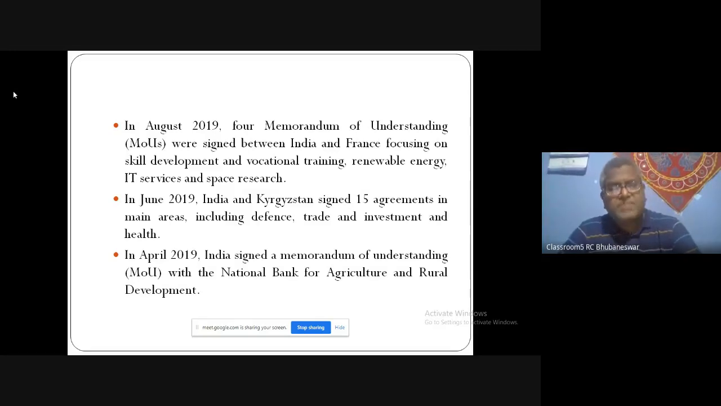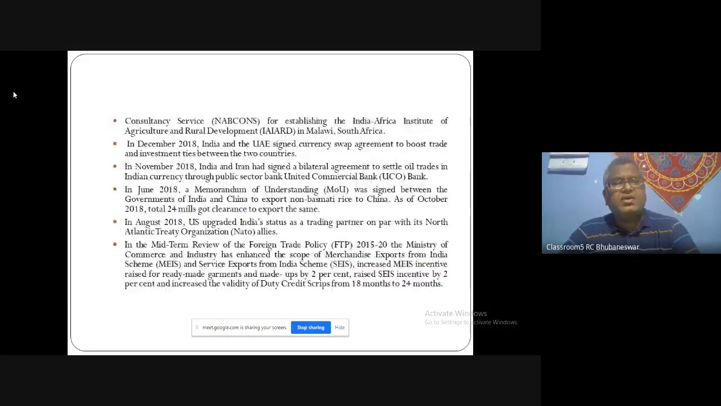investment also. On 1st April 2019, there was an MOU with NABARD, the National Bank for Agriculture and Rural Development, as well as an agreement with the South African Institution for Rural Development, and UAE also, and India and Iran with an oil trading agreement, a bilateral trading agreement regarding oil, and an MOU with China for non-basmati rice, exporting basmati and non-basmati rice products also.